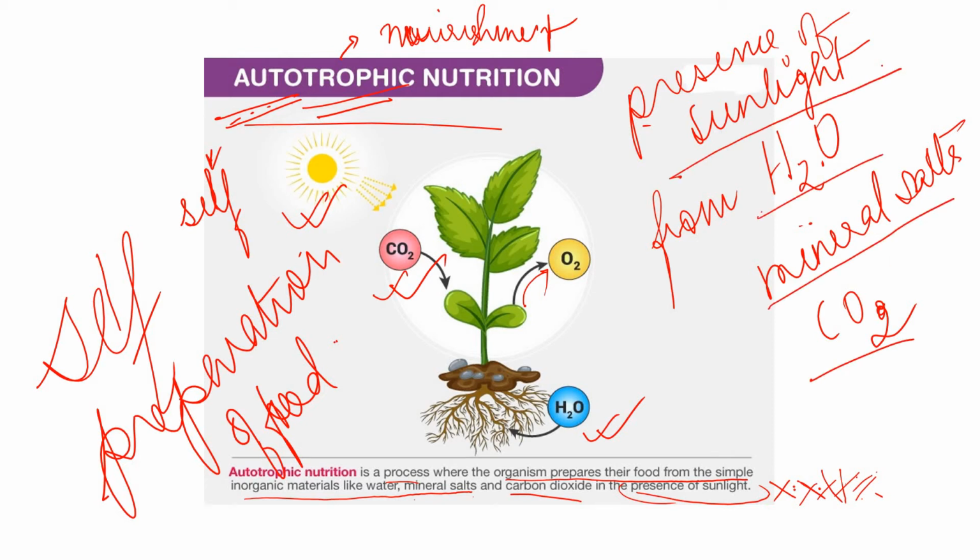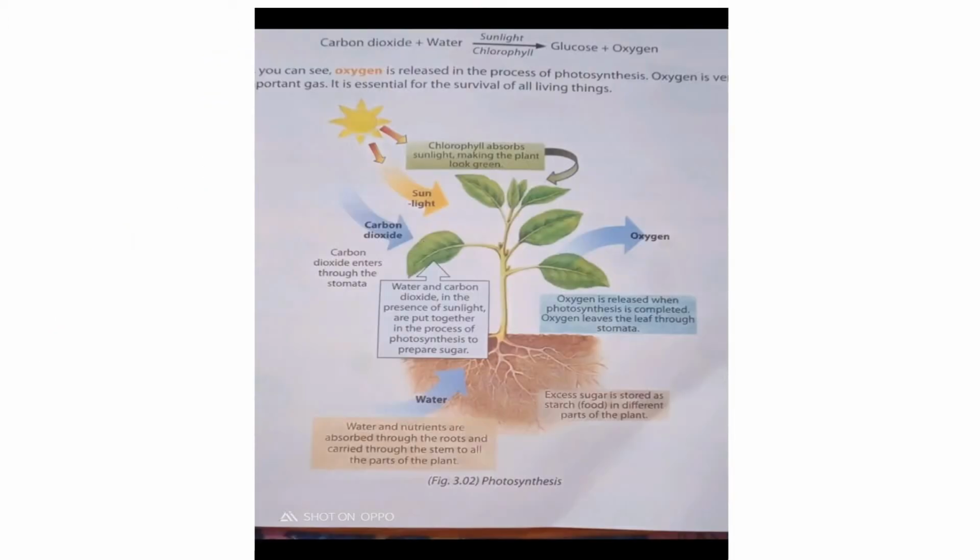There are 4 components. Okay, now you can see here carbon dioxide, water, sunlight with the help of chlorophyll. This is all about your green plants. Okay, now let's see what's given in your book. Green plants prepare their own food, page number 43, through the process of photosynthesis. Okay, photosynthesis means what?